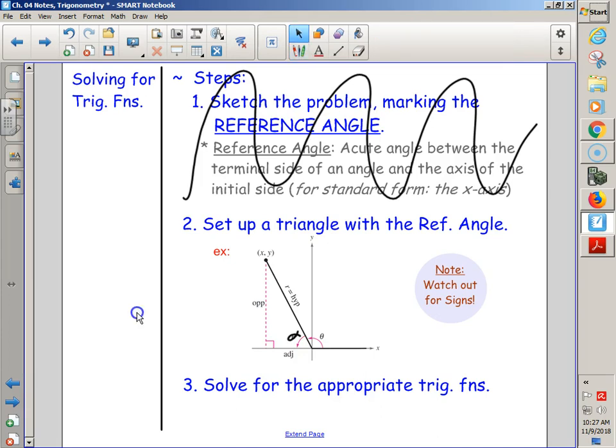I'm going to call him alpha. They call him theta prime. So the steps are to first do the whole reference angle thing, and then second, set up a triangle using that reference angle. So when you do sine, cosine, tangent, you're not technically using theta's triangle. You're using theta's reference angle, and then you solve. Watch out for signs. All students take calculus.